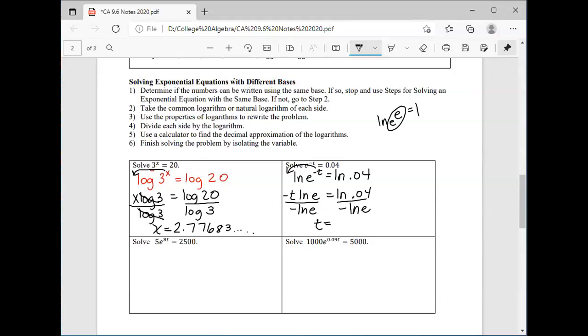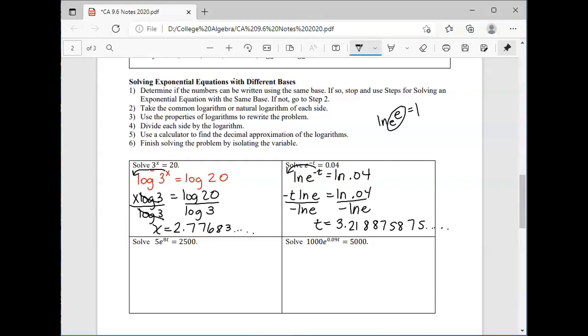Is that what y'all are coming up with? Because the natural log of 0.04 is a negative number when you take that. And then when you divide by -1, that's what you're going to get. So it kind of depends on what it tells you to round to. Is everybody okay with this?